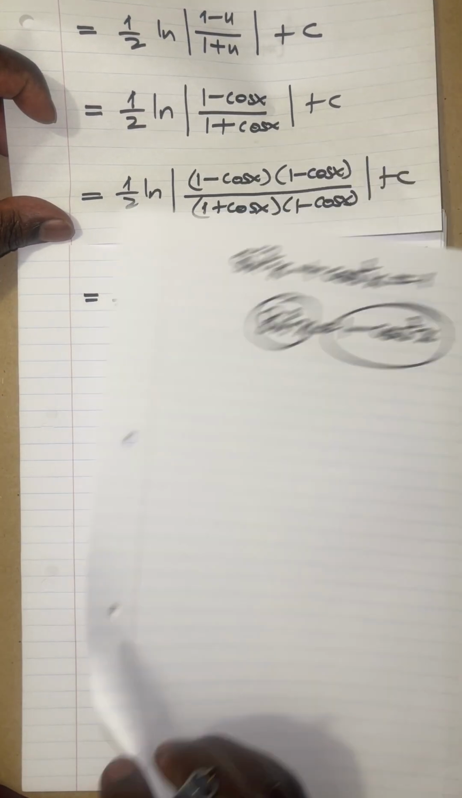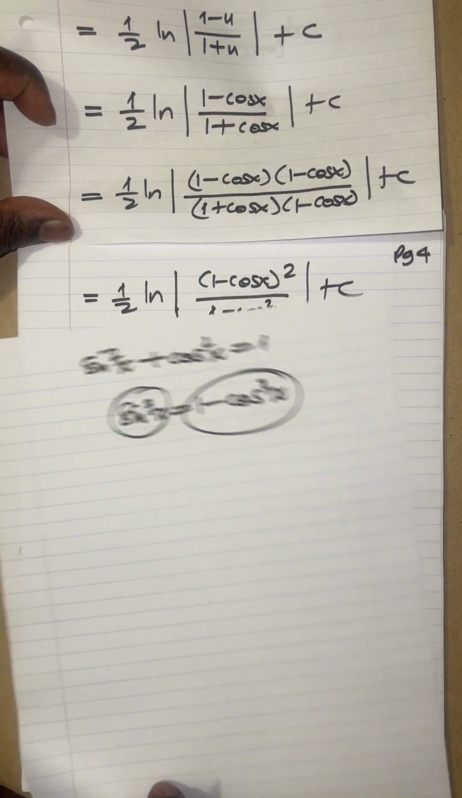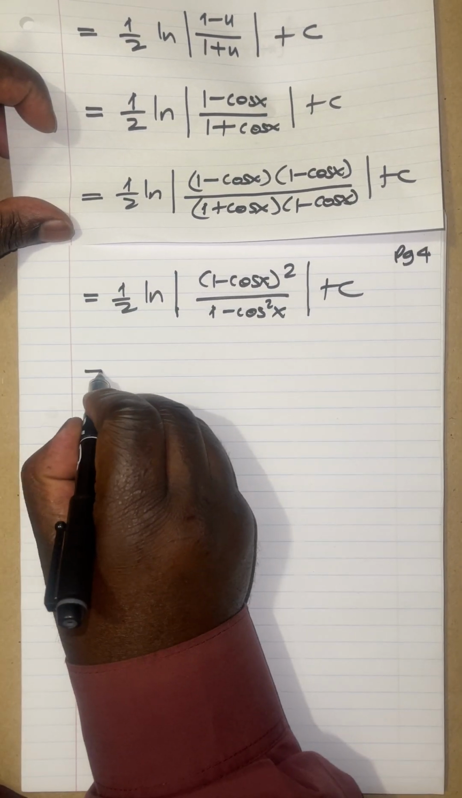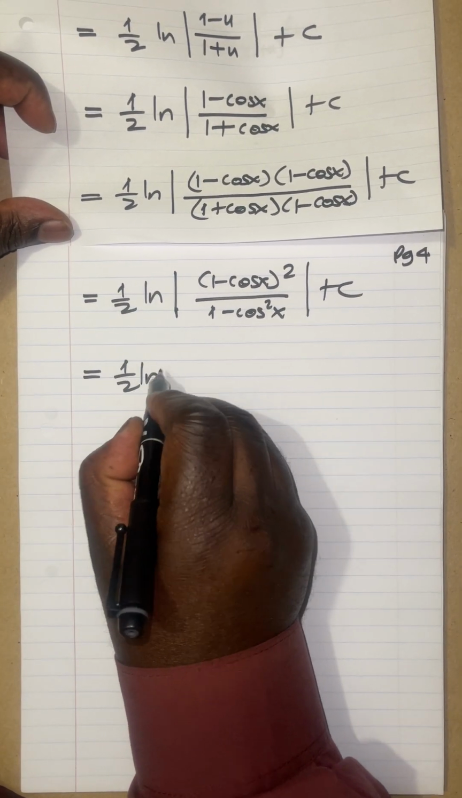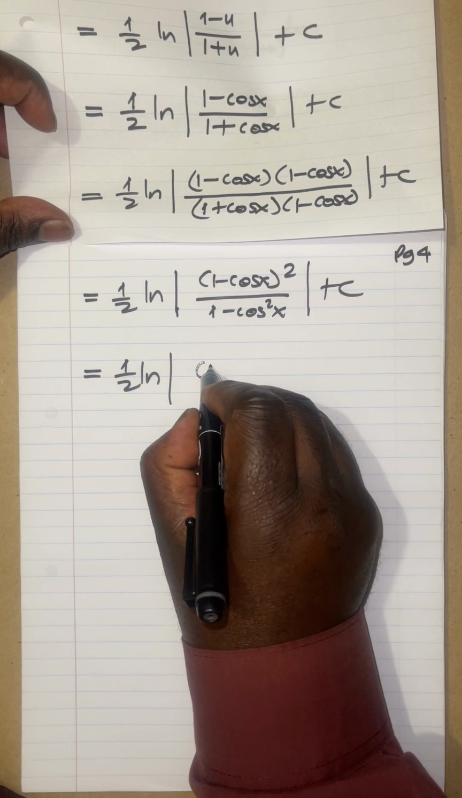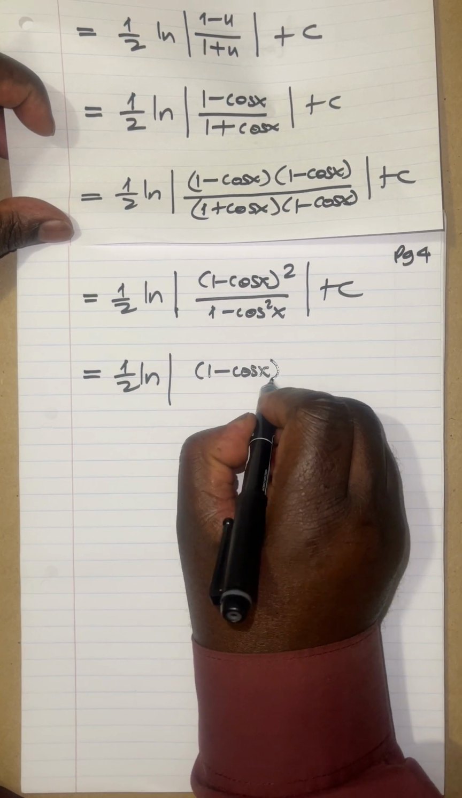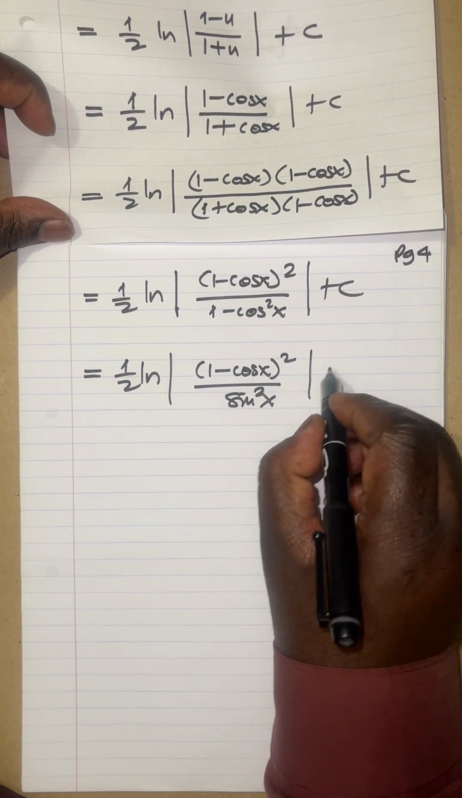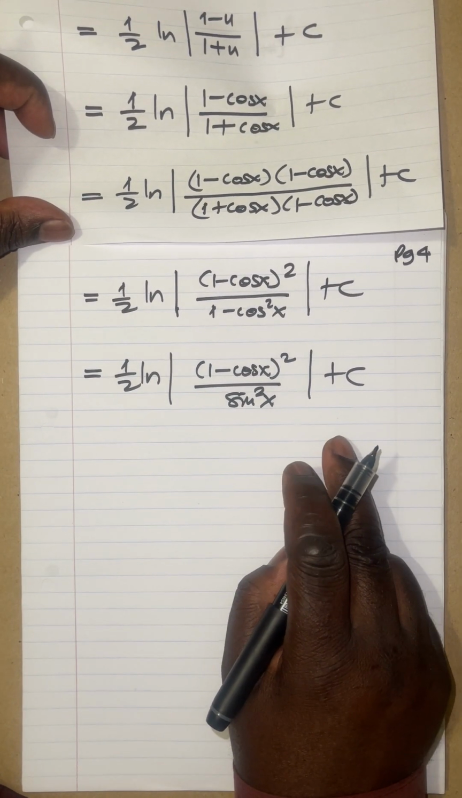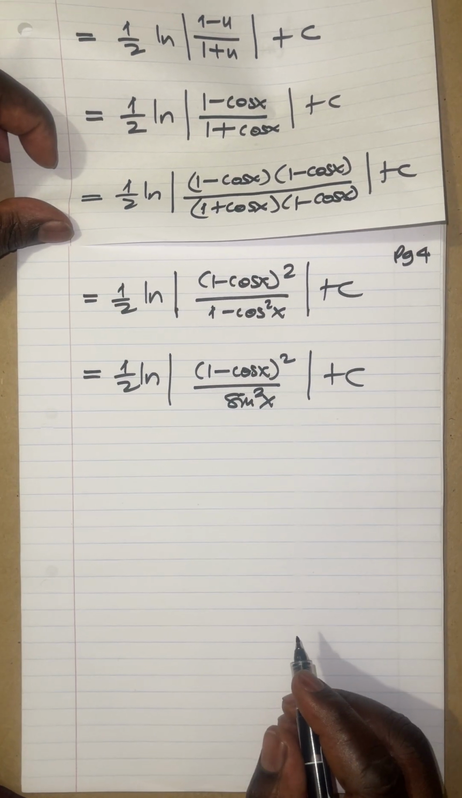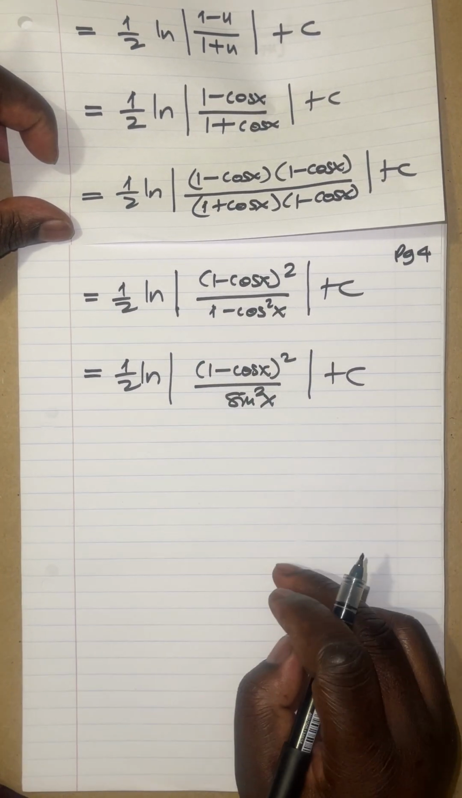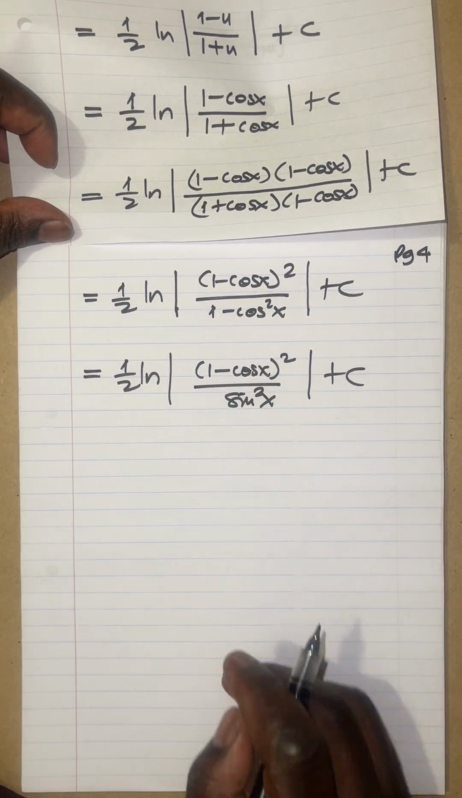Now, looking at this one here, what is 1 minus cos squared x? It is actually sine squared x. You can see it here. So I'm going to have sine squared x in the denominator. So this is 1 over 2 natural log of the numerator. I'm going to have 1 minus cos of x, and I keep that one the way it is, all over sine squared x in the denominator, plus c. At this point, it's not necessary to keep the absolute value signs, but there's no harm in doing so, because this term can never be negative, because that is squared and that's squared, right?